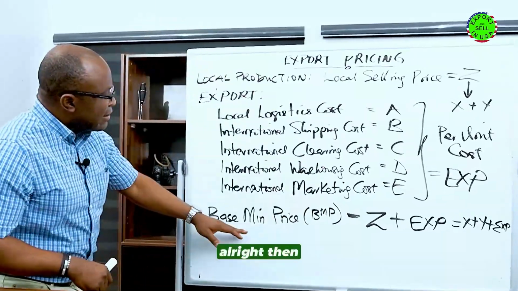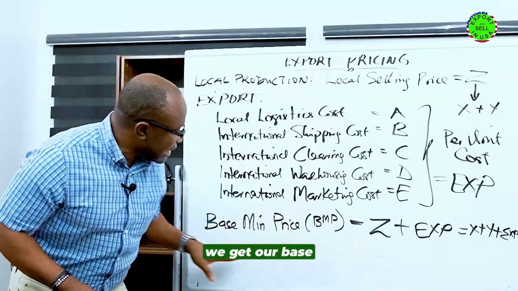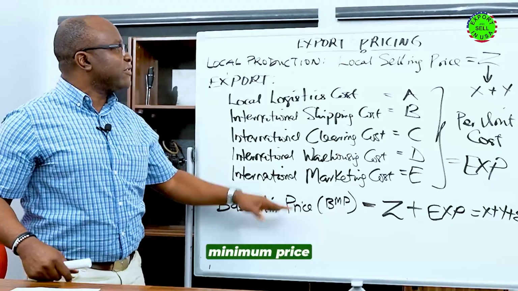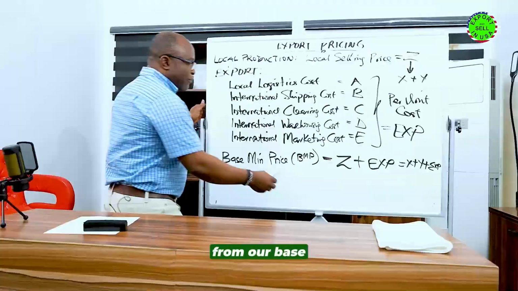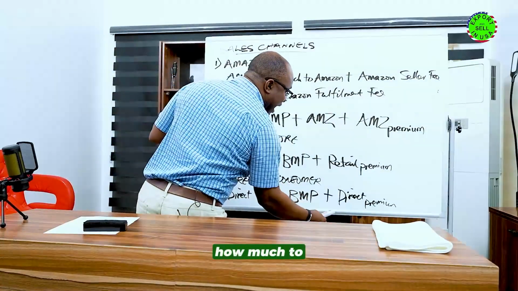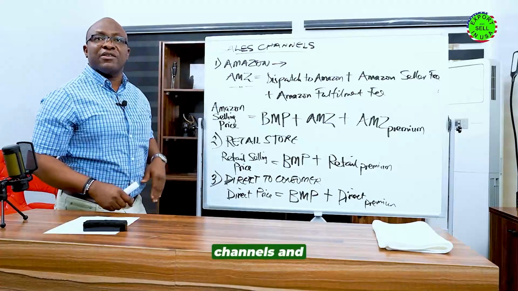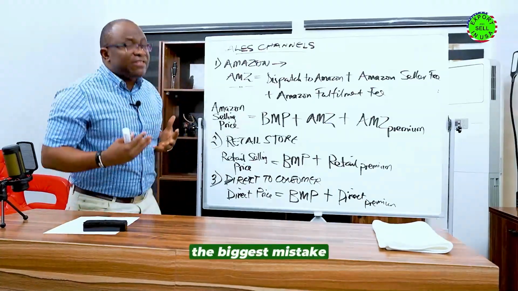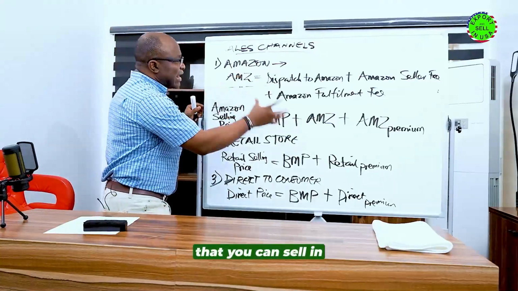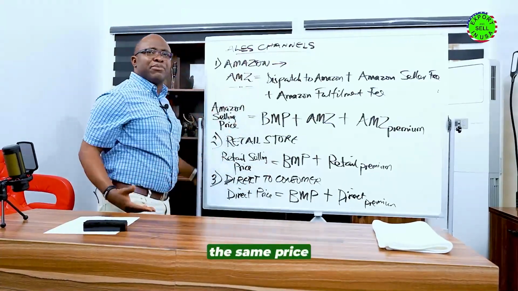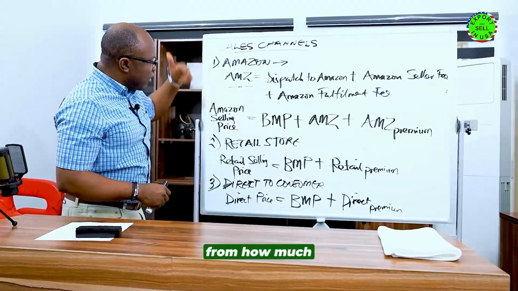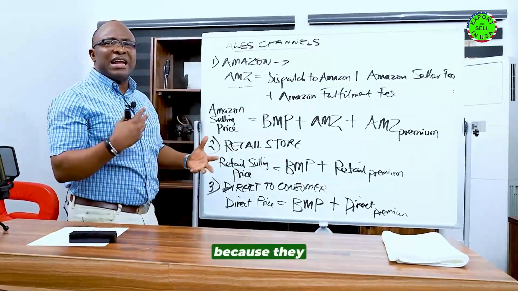All right. Then, with this plus that, we get our base minimum price. You must not sell below your base minimum price when your products are in the warehouse. From our base minimum price, we are now able to determine how much to sell in various channels. And again, like I say, the biggest mistake most of you have made in the past is thinking that you can sell in all these various channels at the same price. It doesn't work. How much you sell on Amazon has to be different from how much you are selling to retail stores because there are different dynamics.